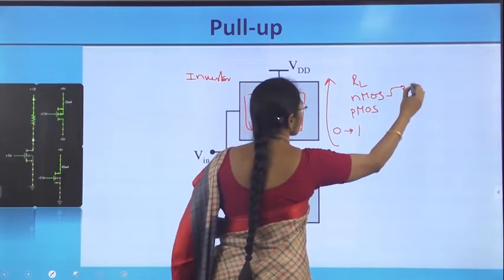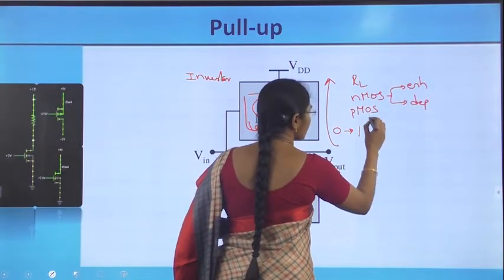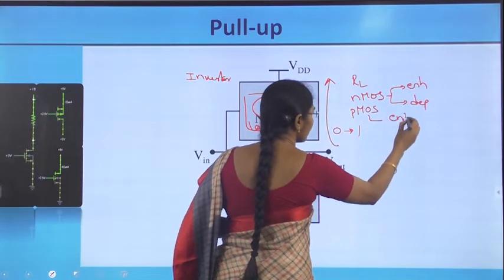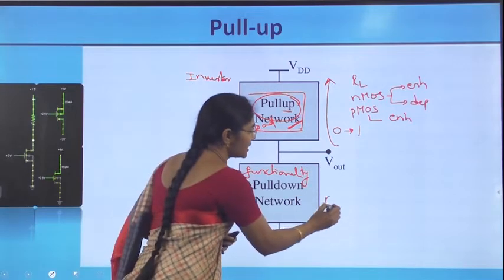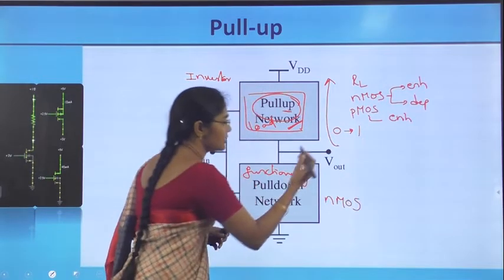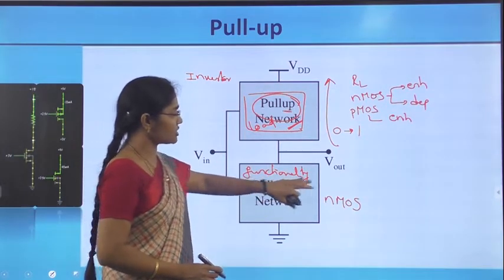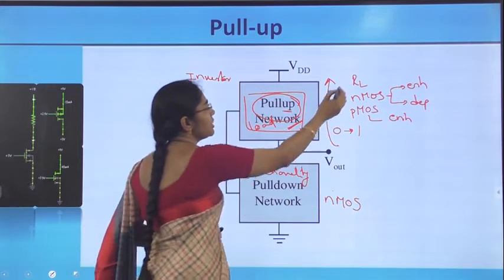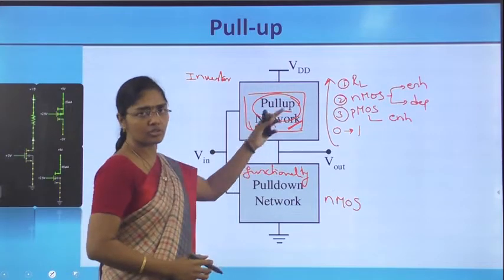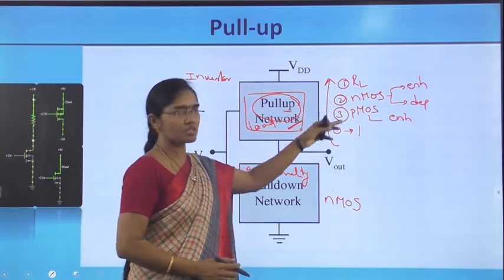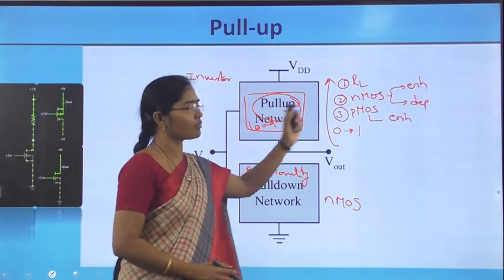When NMOS is used, it can be an enhancement transistor or it can be a depletion transistor. For the PMOS, it will always be used as an enhancement transistor. And for the functionality, always an NMOS transistor is used in the VLSI circuits. So, pull-down is always NMOS, and pull-up may be one of these devices. That means with load resistance RL, with NMOS either enhancement or depletion, or with PMOS enhancement type. So, these may be 4 types.